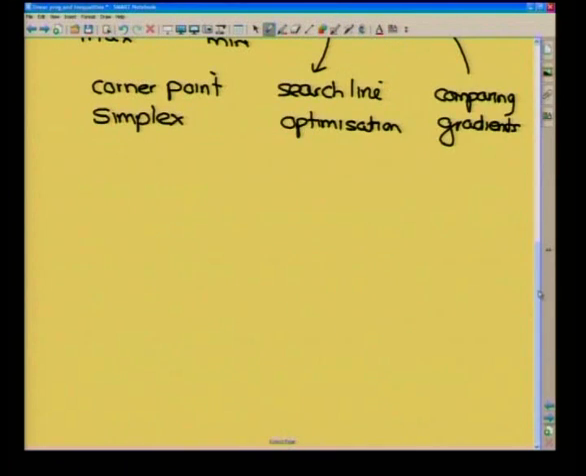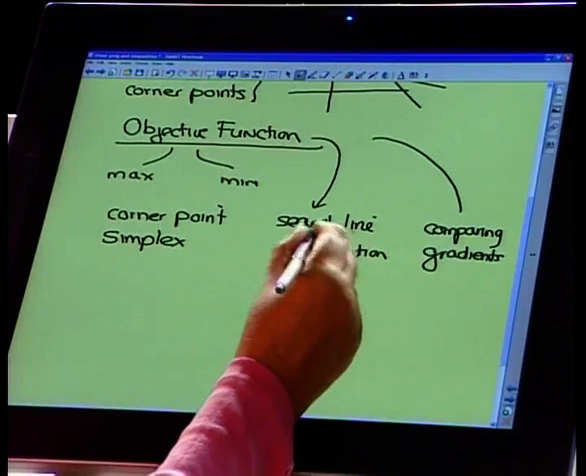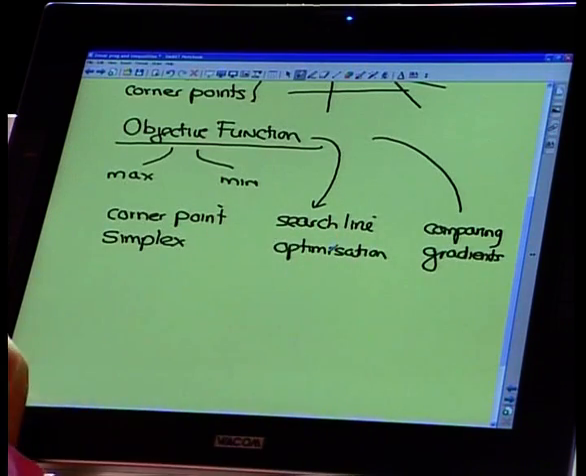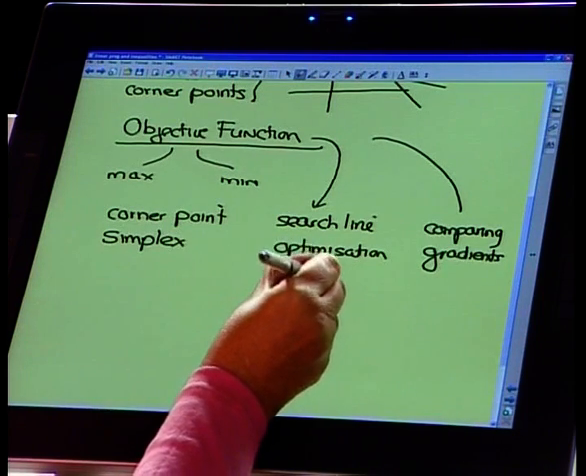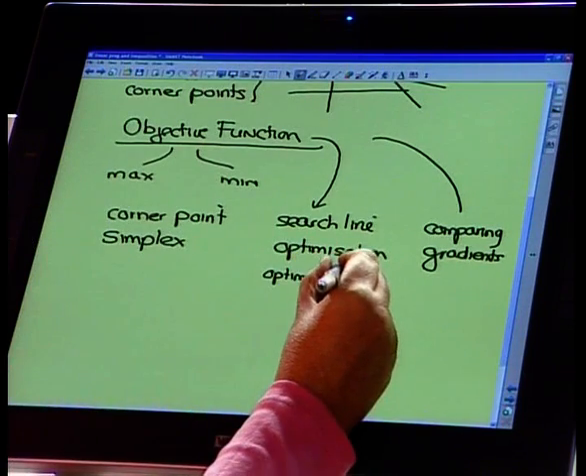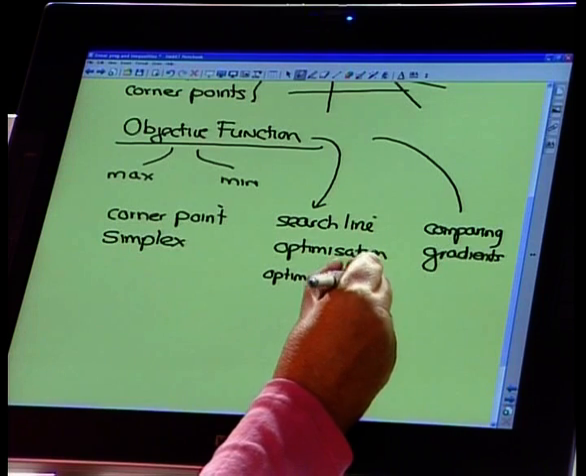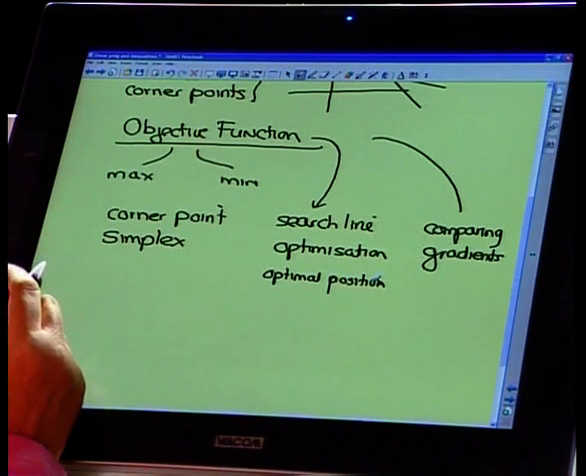Okay, and all of these methods are valid methods, important to know. And if I'm talking about optimization with a search line, I will show you what I mean about it, but there's also something called an optimal position. Now this stuff, as I say, as we go, I will highlight them. Optimal position. In other words, that's where it will maximize or minimize for that particular situation.